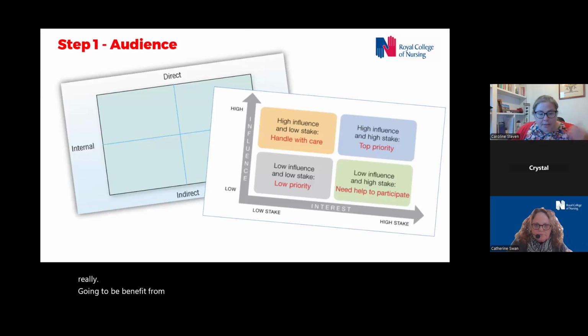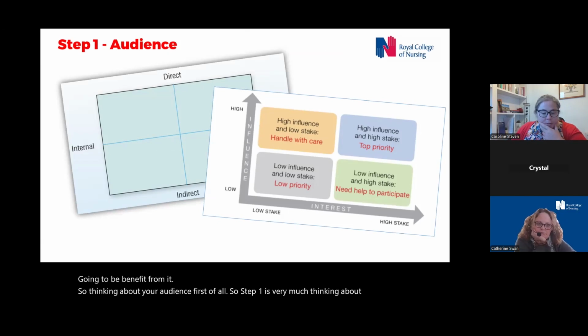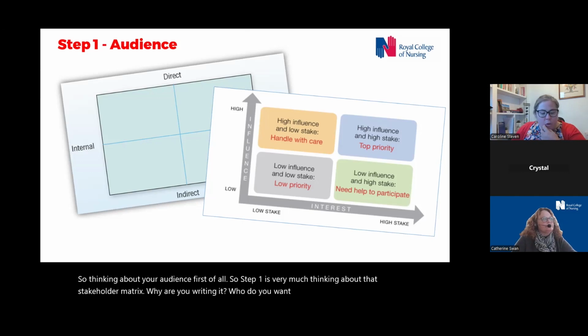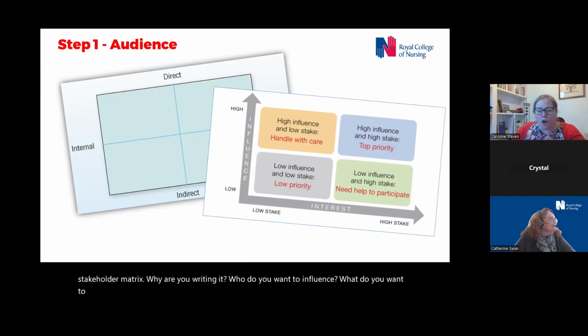So thinking about your audience first of all. Step one is very much thinking about that stakeholder matrix. Why are you writing it? Who do you want to influence? What do you want to showcase? What are your key messages?